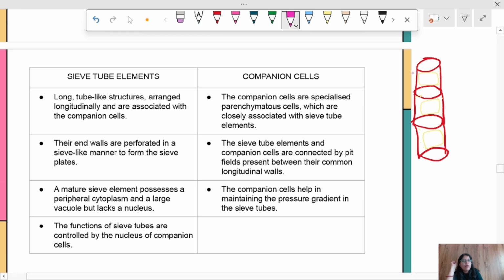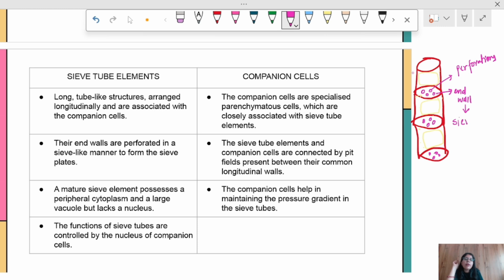Their end walls are also common end walls. They are perforated. Here they have used the term end wall for this; there they have used common wall. They are perforated. Perforations are these holes, and due to the perforations, you will call this a sieve plate. This end wall is called sieve plate.